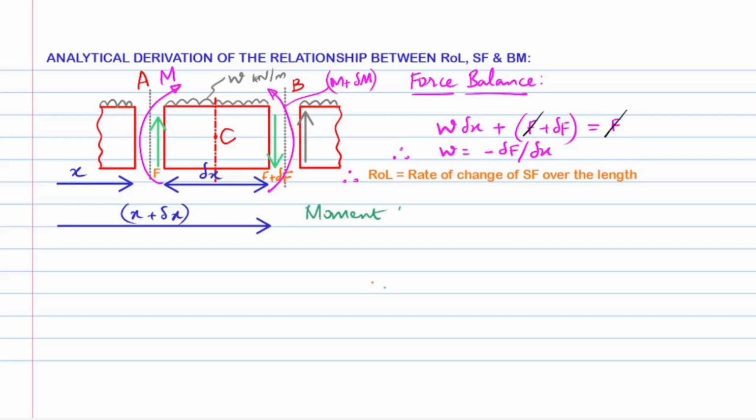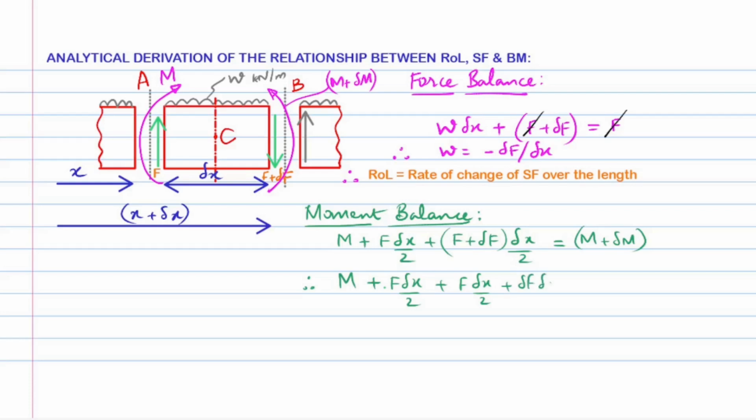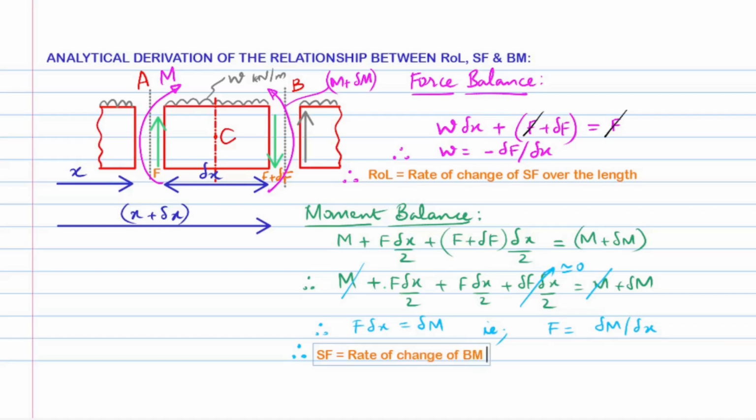Now, let's balance the moments acting on the part AB. The resultant equivalent point load W times del x acting at C does not produce any moment about the same point, hence neglected. Both F and F plus del F create clockwise moments at point C. Hence, F times del x over 2 plus F plus del F times del x over 2 plus M equals M plus del M. We expand the equation and cancel out del F times del x since the product of two small quantities is a still smaller quantity very close to 0. We thus have F equals del M over del x. That is, the shear force is the rate of change of bending moment over the length.